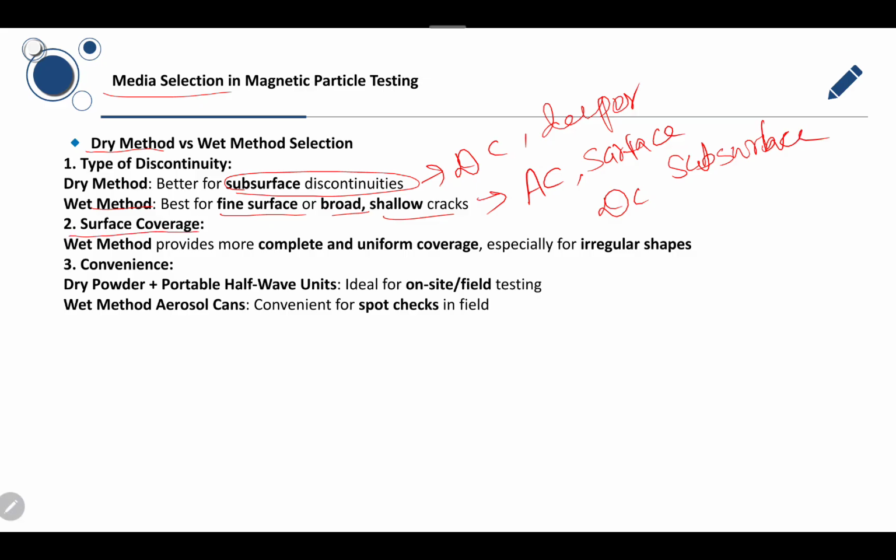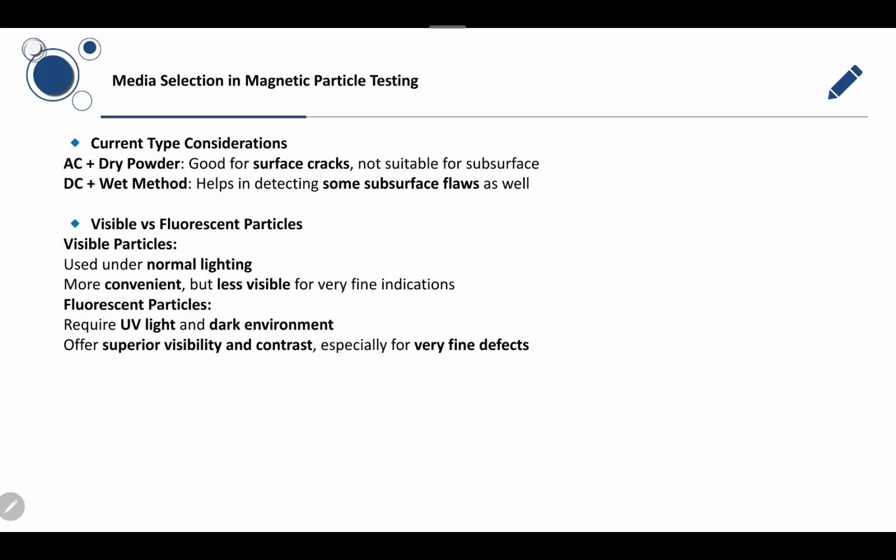Next one is surface coverage. The wet method provides more complete and uniform coverage, especially beneficial for irregularly shaped parts, as the liquid can flow into all nooks and crannies. Next is convenience. Dry powder combined with portable half-wave units is ideal for on-site or field testing due to its portability and easy setup. Wet method aerosol cans are convenient for spot checks in the field. Let's move on to the next slide.